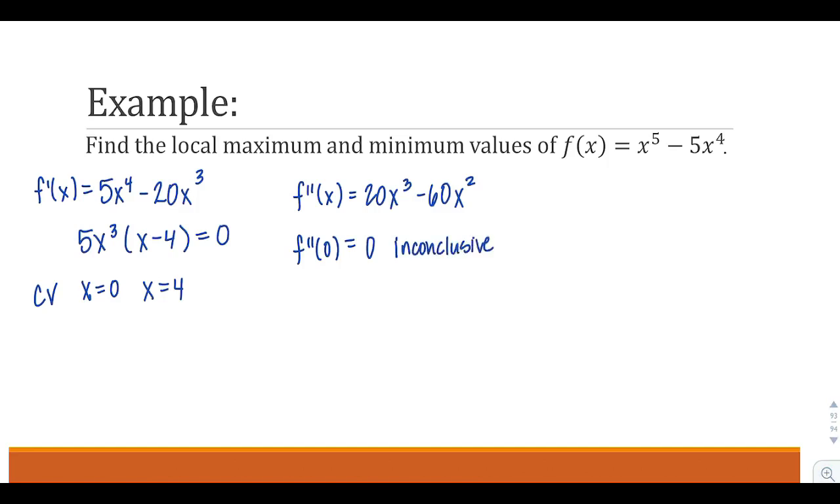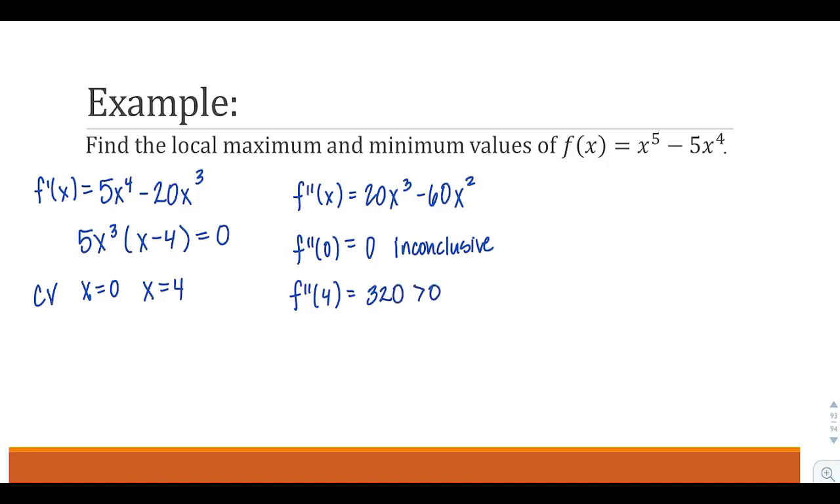So that doesn't mean neither. It means this didn't really help me. So I'm going to have to go back and use the first derivative test. Now, at this point, it's up to us if we just want to scrap the second derivative test altogether, or if we want to continue and try substituting in 4 and seeing what happens to at least tell us what's going on at 4. So if I substitute in 4, I am actually going to get 320, which is positive.